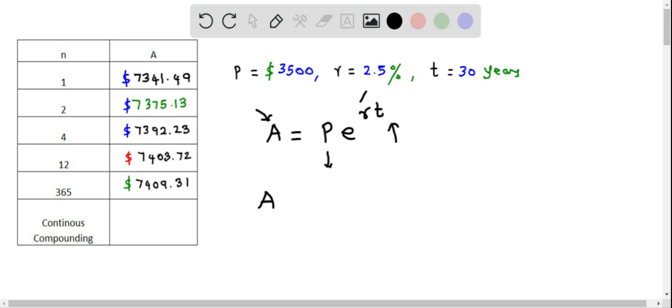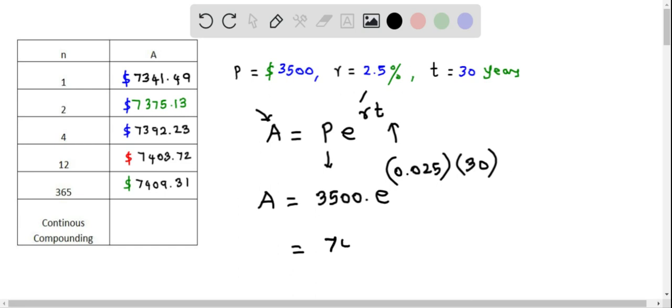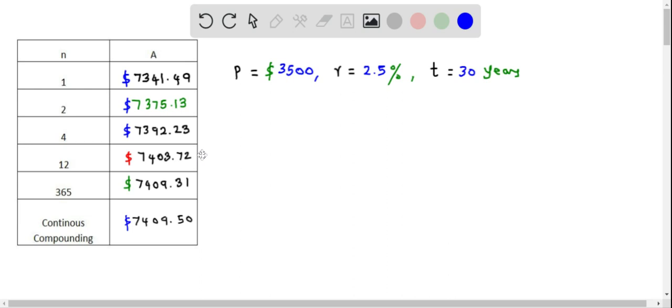We calculate A equals 3,500 times e raised to the power of r, which is 2.5%, so it is 0.025 in decimals, times the time t, which is 30 years. So we put 30 here. Once again, we plug this value into the calculator, and when we do that, we get 7,409.50, rounded to two decimal places, and this is in dollars. And so we have completed the table for different values of n by calculating the amount, as well as for continuous compounding.